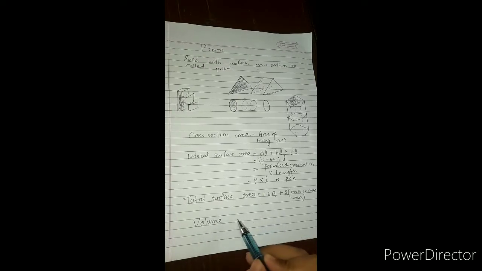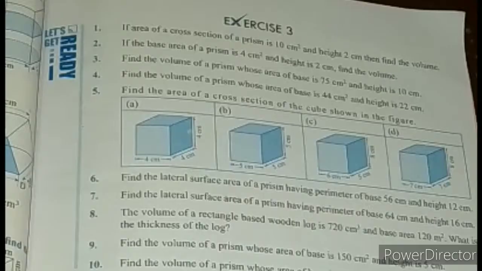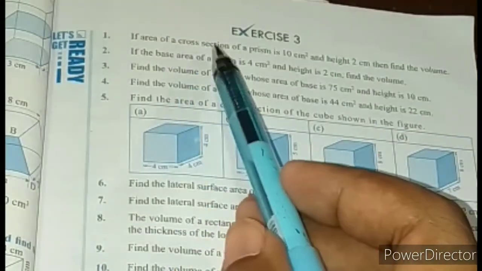Last but not the least, volume of prism. Okay, let's discuss some questions here. If the area of cross section of prism is 10 cm square and height is 2 cm, then find the volume. Can you find volume? To find the volume, cross section area into height, so 10 into 2 is 20 cm cube.